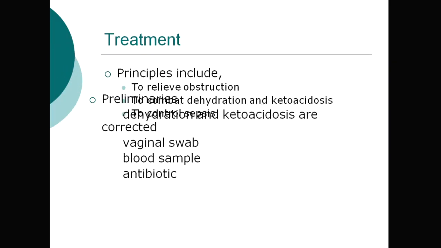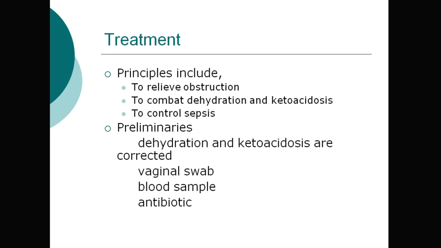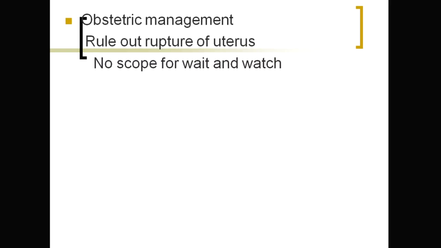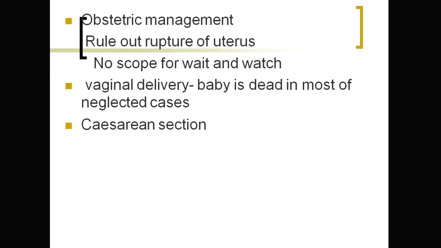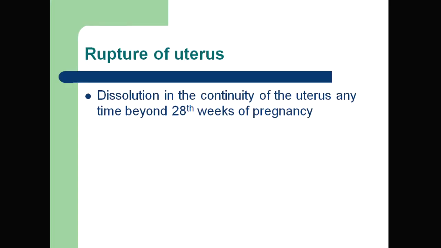The principles of treatment include to relieve the obstruction, to combat dehydration and ketoacidosis, and to control the sepsis. Preliminaries: dehydration and ketoacidosis are corrected, vaginal swab, blood sample, and antibiotics have to be given. Obstetric management. Before we go for any obstetric management, rule out rupture of uterus. There is no place for wait and watch. Vaginal delivery if the baby is dead, and in many of the neglected cases the baby will be dead. If the baby is alive, we can go for a cesarean section.